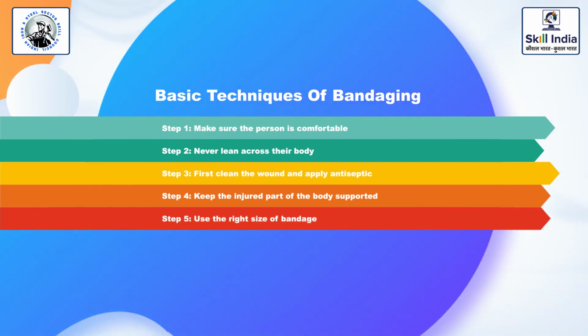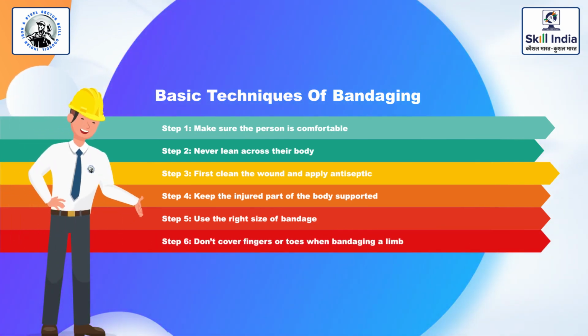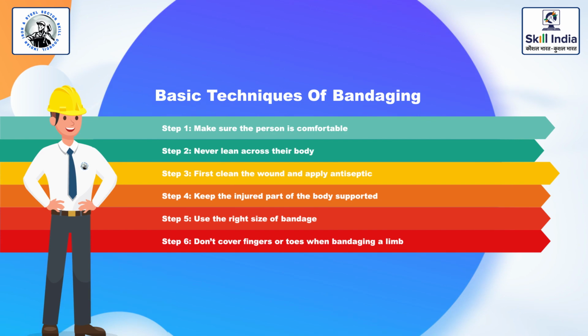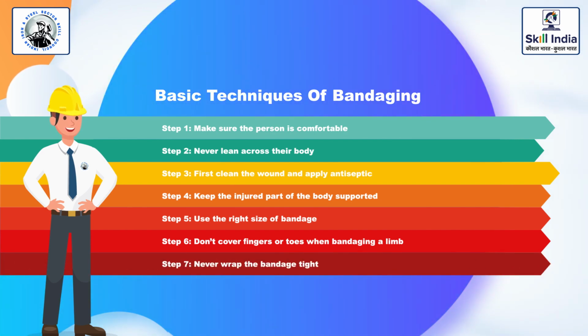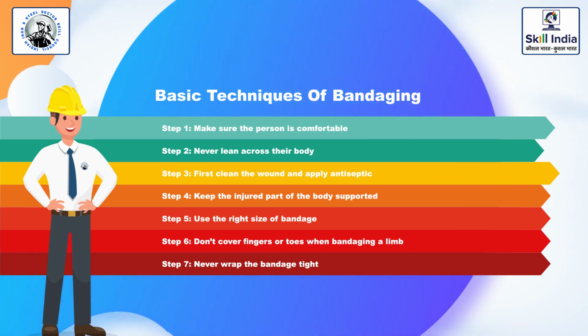Always use the right size of bandage. To check the circulation easily, don't cover fingers or toes when bandaging a limb. Never wrap the bandage tight, and secure the end by folding it over and binding a knot in the end. Safety pins, adhesive tape or a bandage clip can be used.